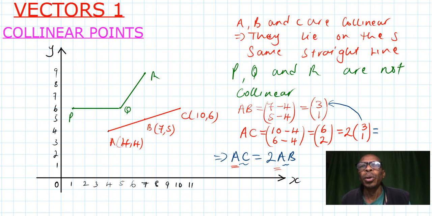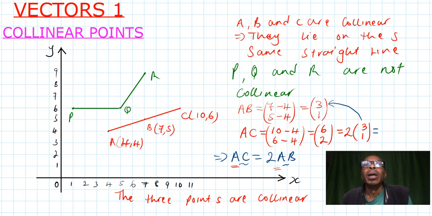So when you are able to express a vector in that format, we conclude that the 3 points are collinear. The 3 points are collinear. Now, if you try to do that with P, Q, and R, let's try that.